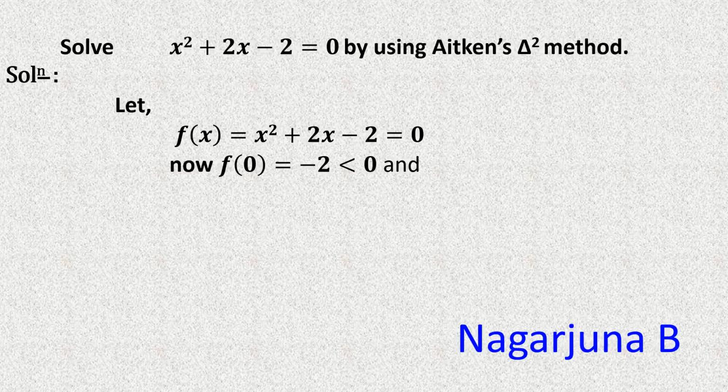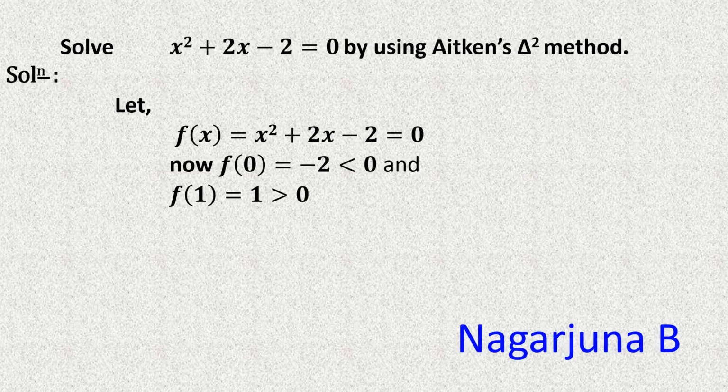And by writing x equal to 1, that is f of 1, is equal to 1. How do we get 1? 1 square is 1 plus 2 into 1 is 2. 1 plus 2 is 3 minus 2. 3 minus 2 is 1. So it is greater than 0.